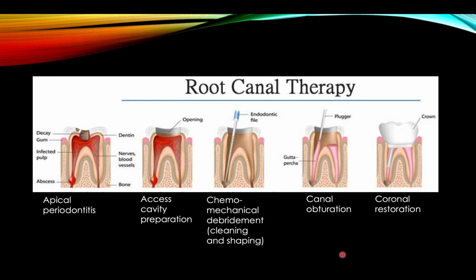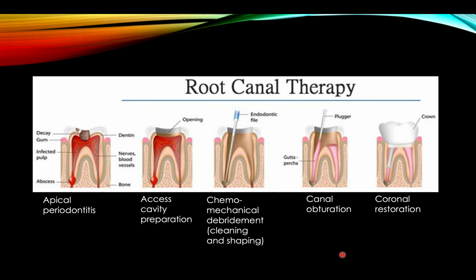Now we will talk about access cavity preparation, which is the first step during root canal treatment. So the major factors that are involved in the development of apical periodontitis are the loss of integrity of coronal tooth substance and the entry of microorganisms into dentine and the pulp space. I want you to learn these words by heart.